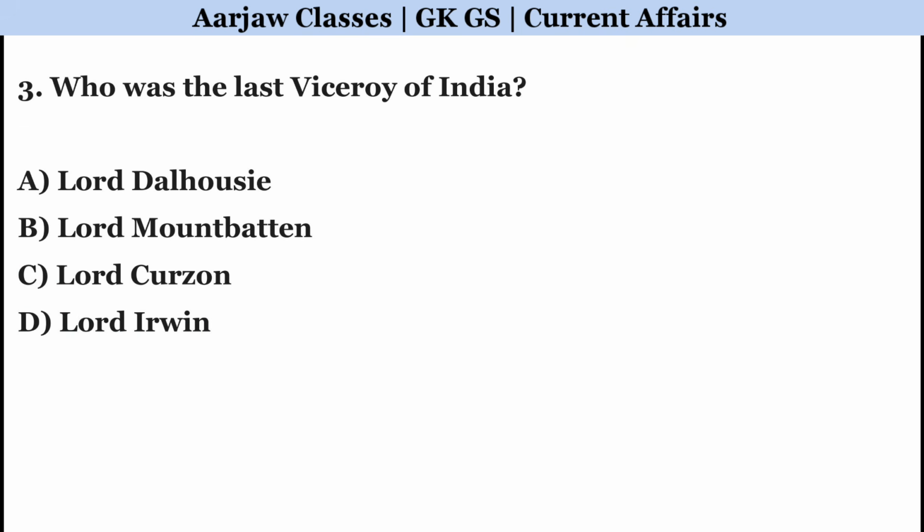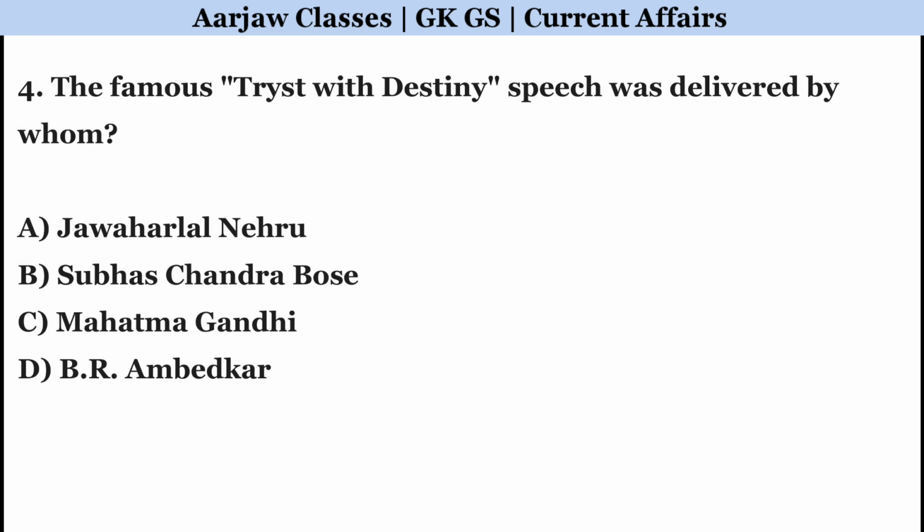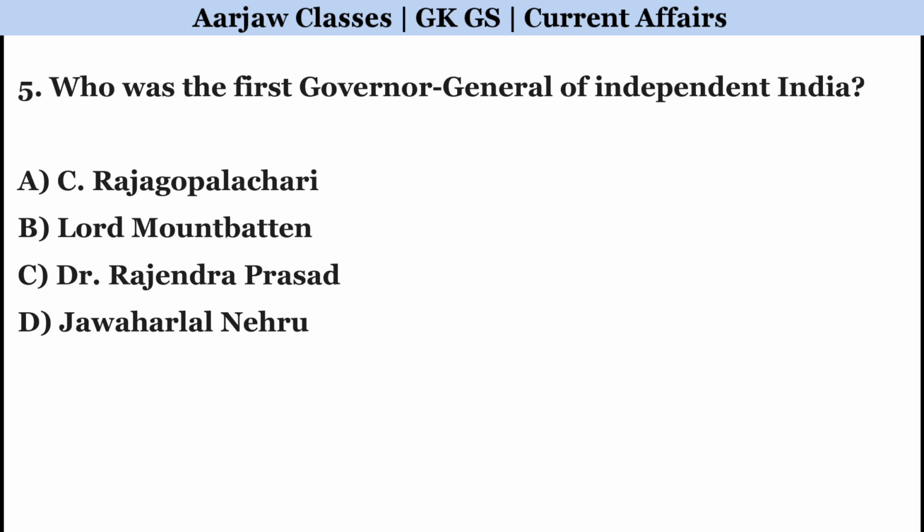Who was the last Viceroy of India? Correct option is B. Lord Mountbatten. The famous Tryst with Destiny speech was delivered by whom? Correct option is A. Jawaharlal Nehru. Who was the first Governor General of independent India? Correct option is B. Lord Mountbatten.